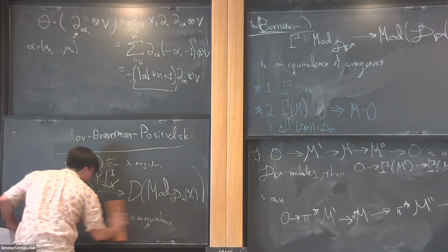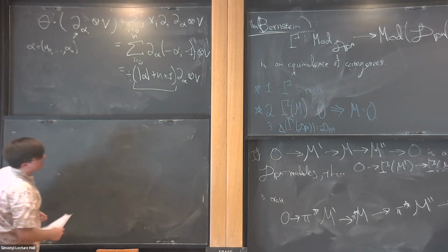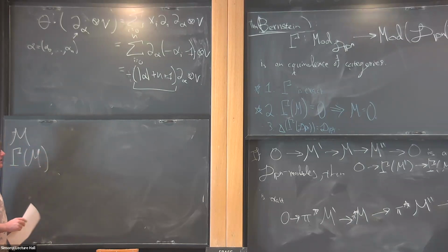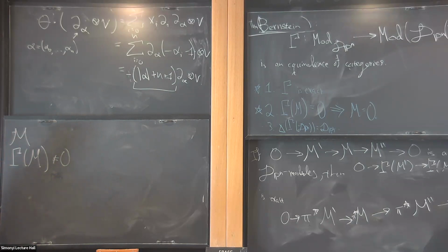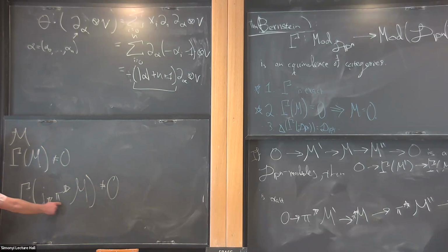We're going to play the same game as before. We have some D_{P^n}-module M, and we're going to show that if M is non-zero, then Γ(M) can't be 0. So step 1: this is non-zero. Why is that non-zero? Because this D-module will be non-zero since M was non-zero, and A^{n+1} is an affine scheme. So Γ reflects zeros on affine schemes. Since this is a non-zero sheaf on an affine scheme, it has to have a global section.